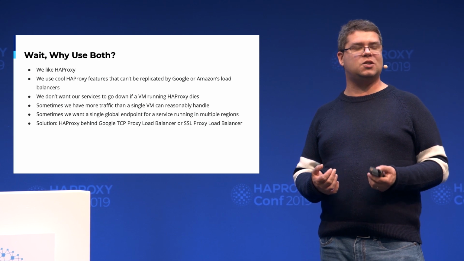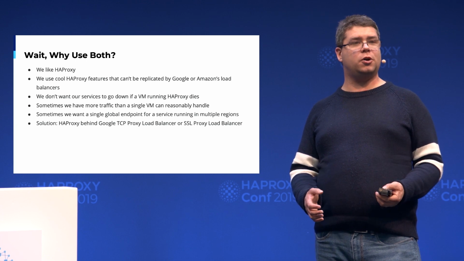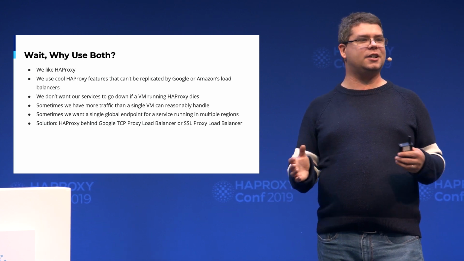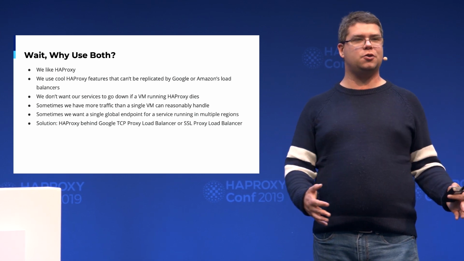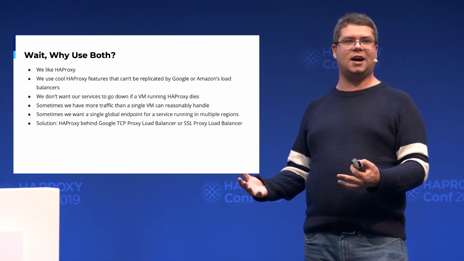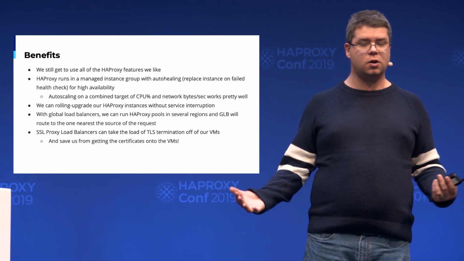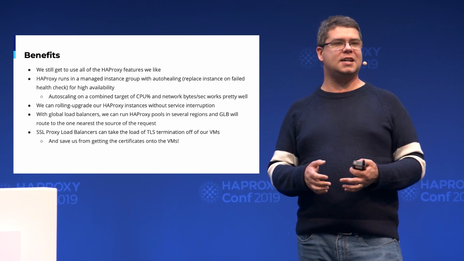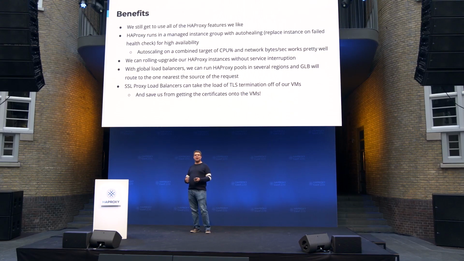So what we do is put HAProxy behind a Google TCP mode or SSL mode load balancer. So we don't allow it to run in the intelligent HTTP mode. We just say either proxy TCP connections directly to an instance group, or TLS terminate us and then proxy the connection to an instance group. So we still get any HAProxy features that we want to use. HAProxy is running in a mode where there is health checking, auto healing, auto scaling.